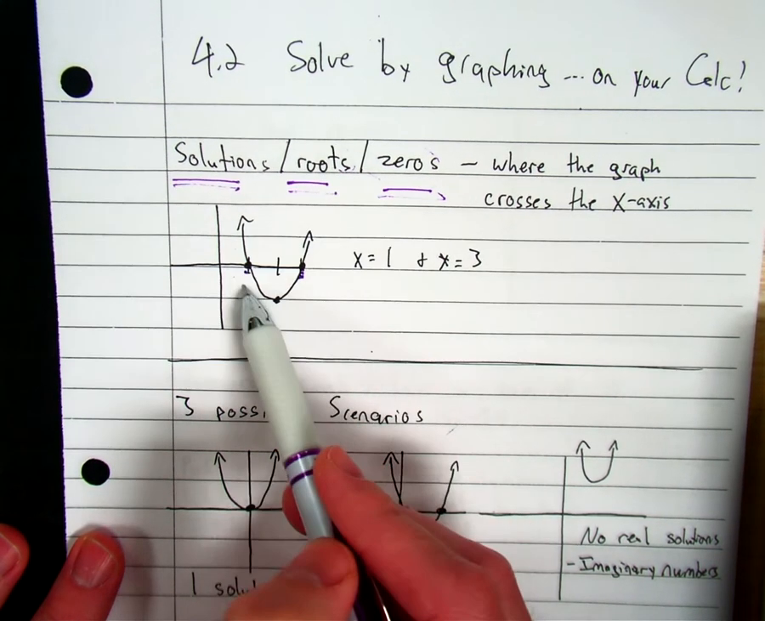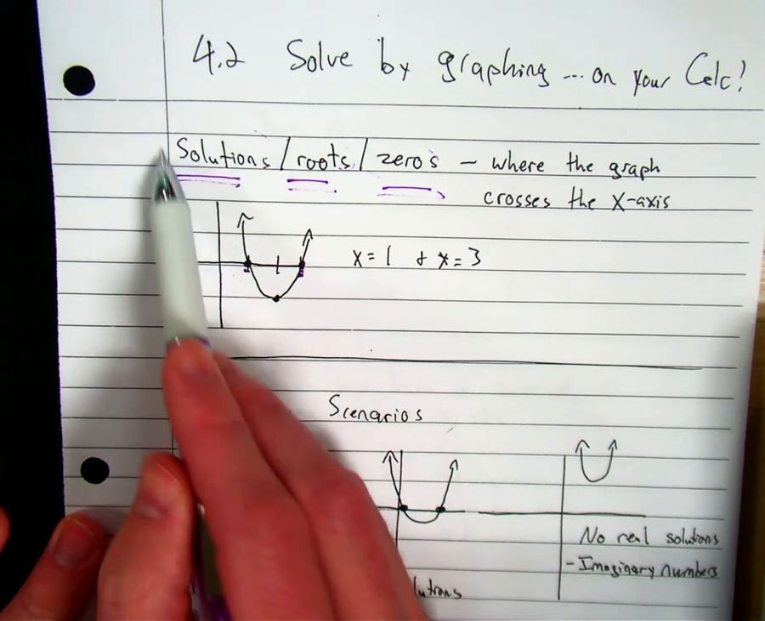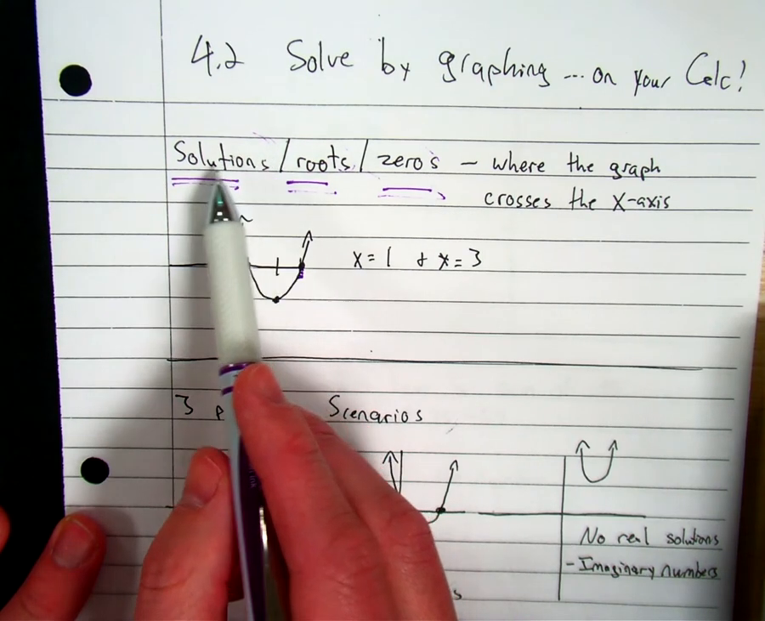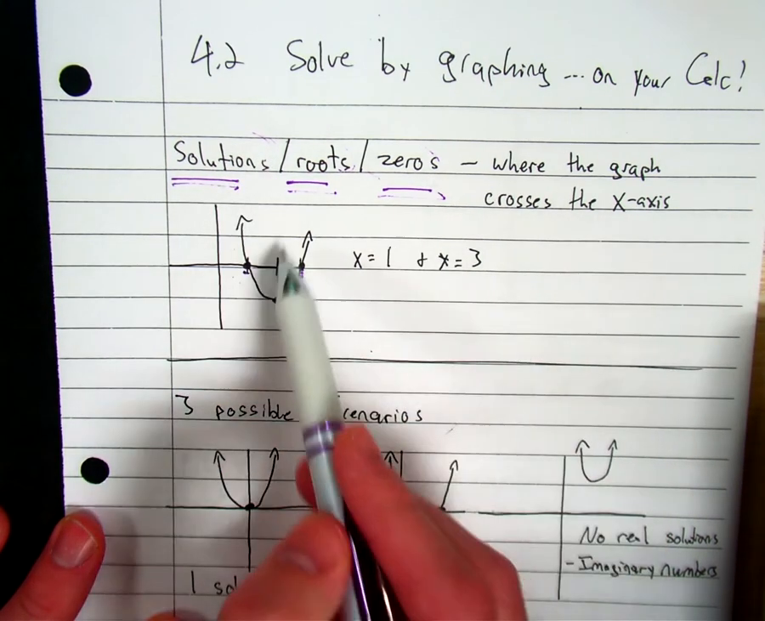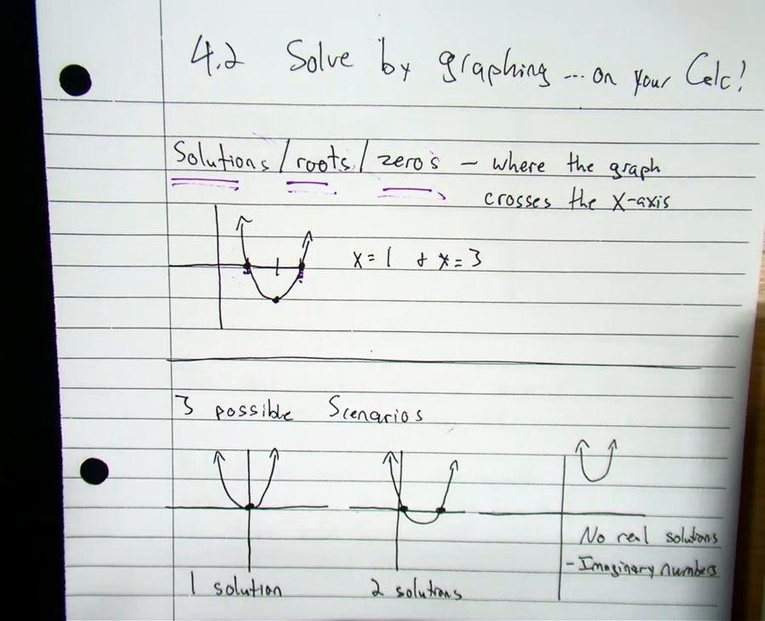Roots because it's on the ground, the roots, it's at 0. Solutions because a lot of the times we're setting things up to equal 0, and these are the answers that make the graph equal 0, make the function equal 0.